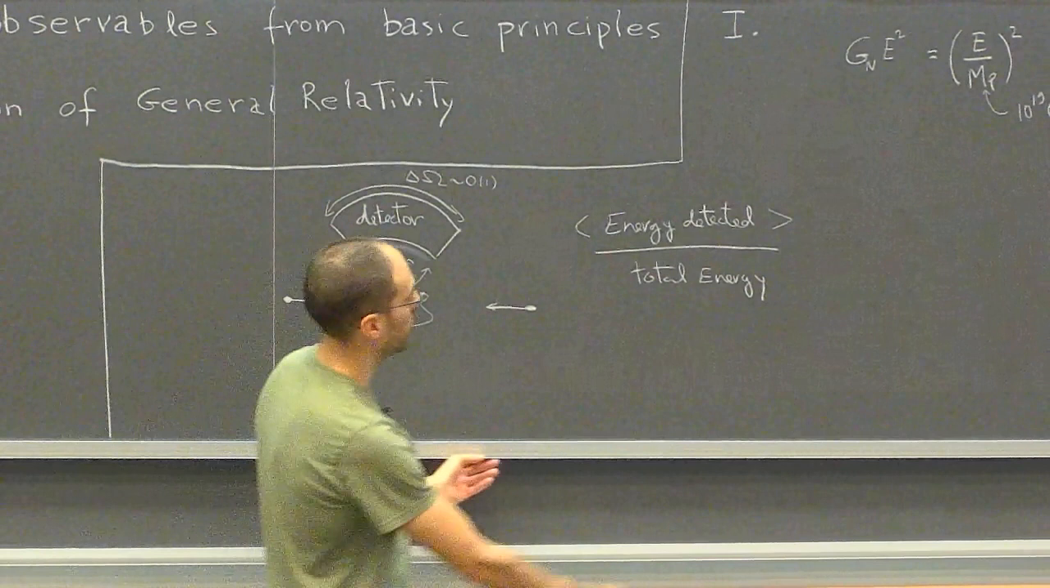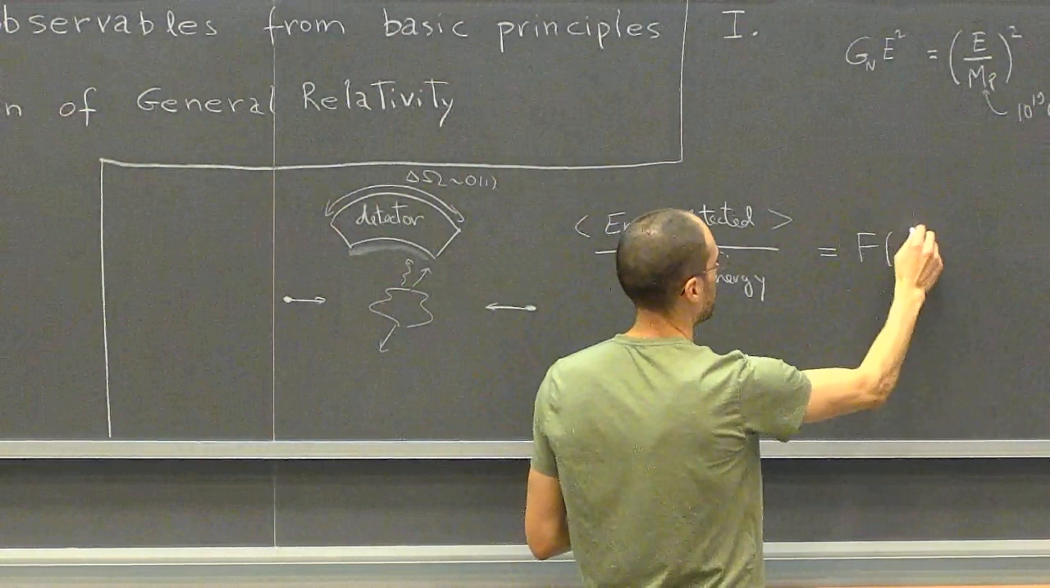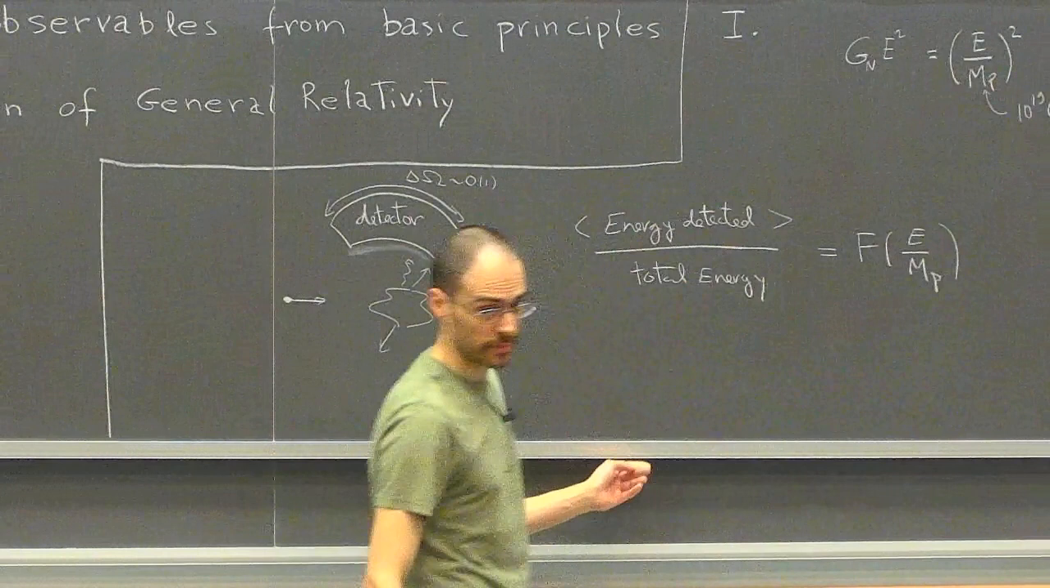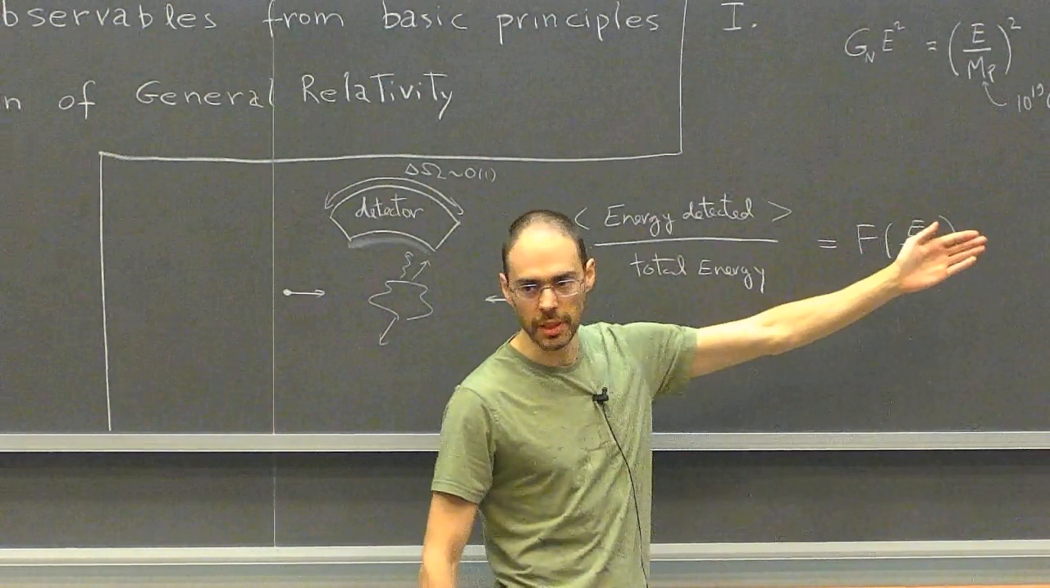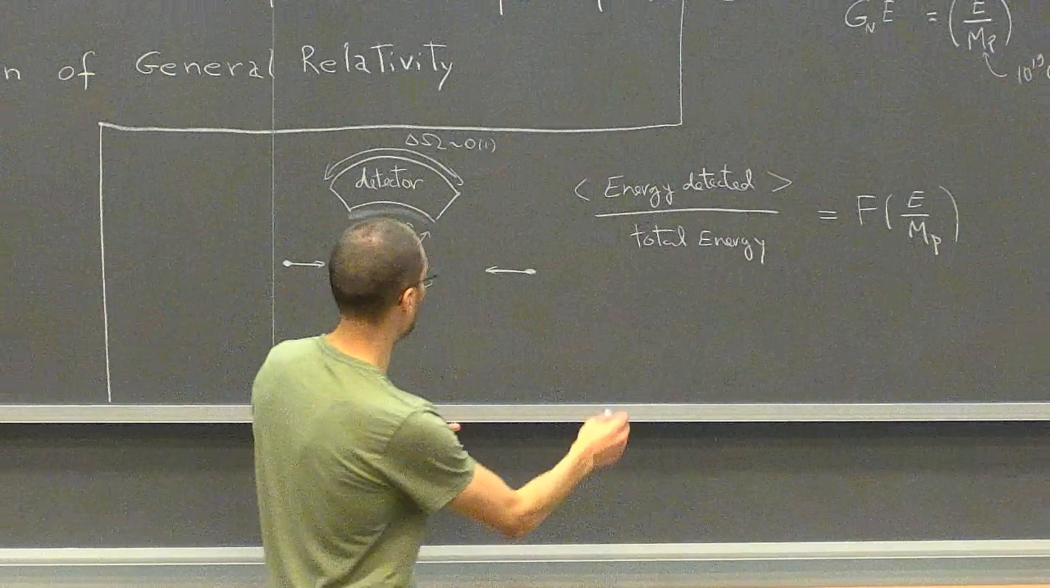And, well, as I told you, this is dimensionless, so this is going to be some function of this dimensionless parameter. Right? And now, what do we know about this function? Well, as I said, we know the low energy behavior, so we know the Taylor expansion at small arguments. And how do we know that? Well, we do what particle physicists like to do: we do Feynman diagrams.